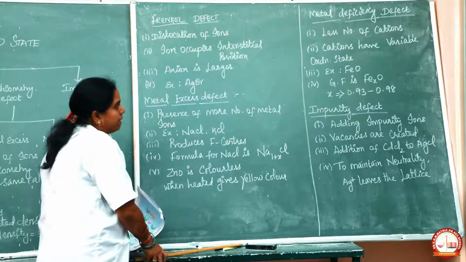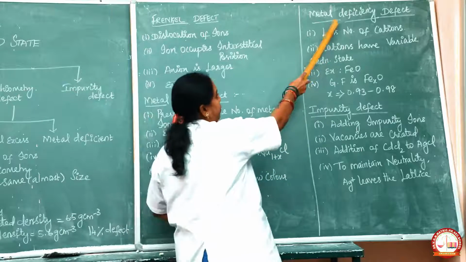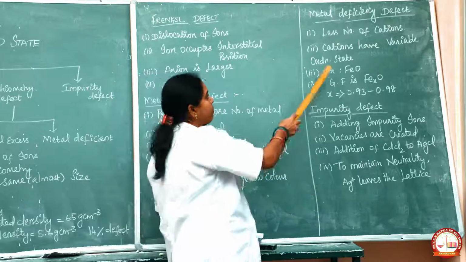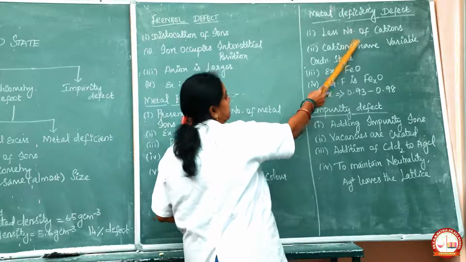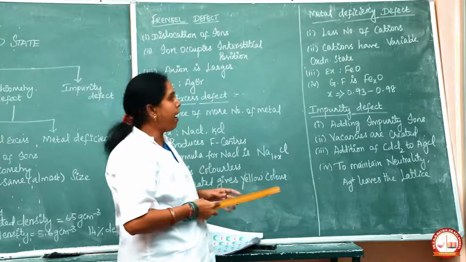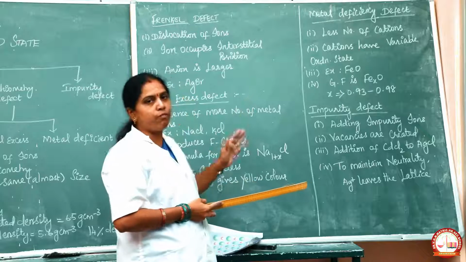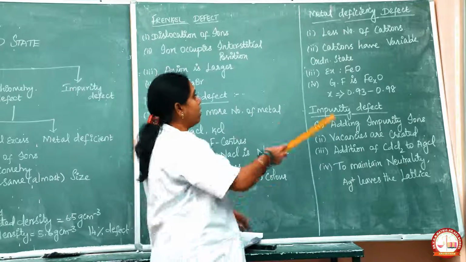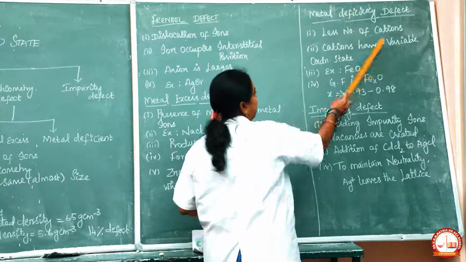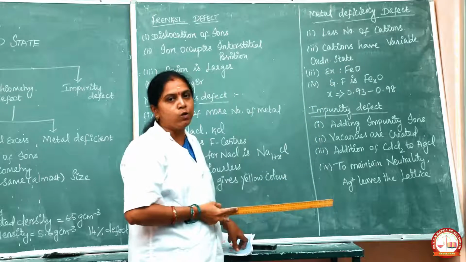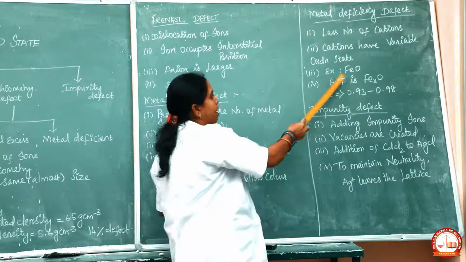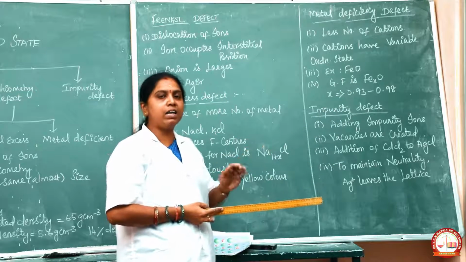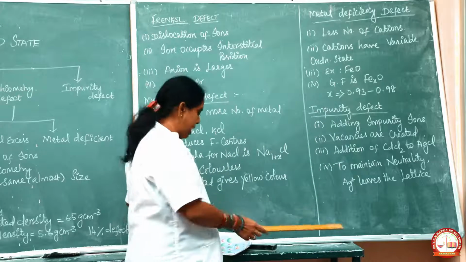Next is metal deficiency defect. Here, deficiency, so there is some deficit. So the number of cations will be less in this case when compared to the anions. And this type of defect occurs in crystals in which the cations have variable oxidation states. To explain this, we can consider iron oxide crystal. So in this iron oxide crystal, iron is present in +2 oxidation state.